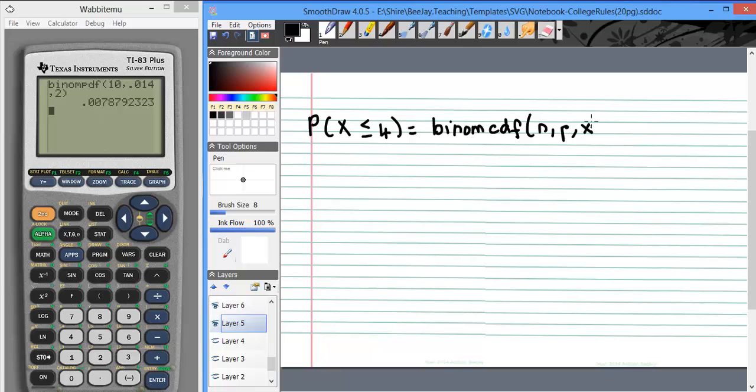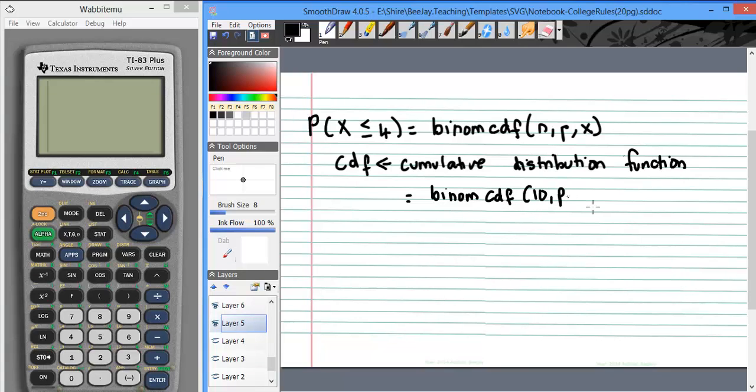What does CDF stand for? CDF stands for Cumulative Distribution Function. So the function would add all probabilities starting at 0 all the way up to 4. Instead of adding 5 terms individually, you're just adding everything together using one single function. And the answer this time would just be binom CDF 10, comma p, which is 0.014, comma x is 4 in this problem.